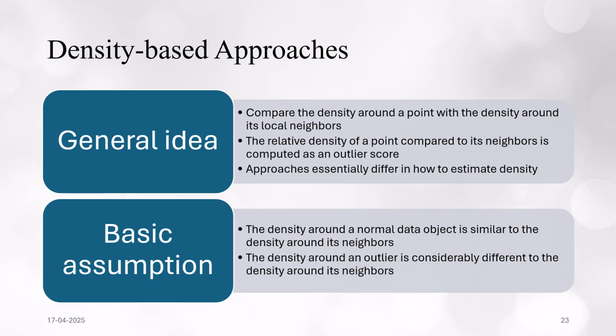Based approaches. The general idea of the density-based approaches is to compare the density around a point with the density around its local neighbors. The relative density of a point compared to its neighbors is computed as an outlier score. Approaches essentially differ in how to estimate the density. Second, the basic assumption about the density-based approaches is that the density around a normal data object is similar to the density around its neighbors. The density around an outlier is considerably different from the density around its neighbors.